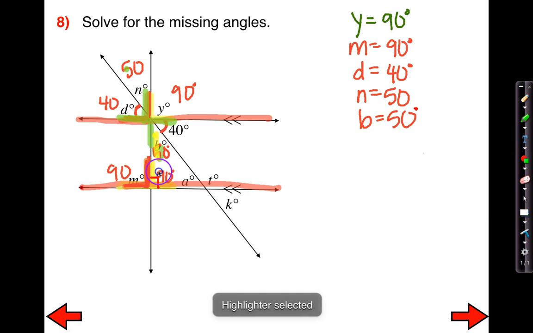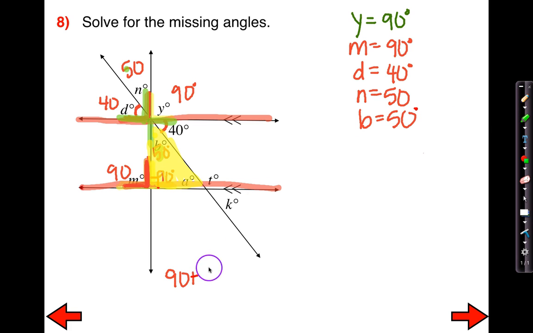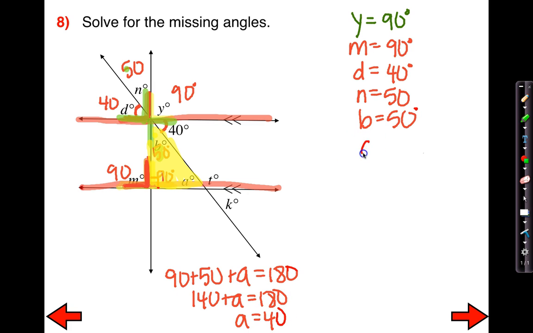Okay, now from there, if this is 90, this is 50, I can go ahead and take a look at the triangle on the inside to figure out the measurement of angle A. So here I would put 90 plus 50 plus A is 180 degrees, which means 140 plus A equals 180. Subtract 140 from both sides and A equals 40 degrees.